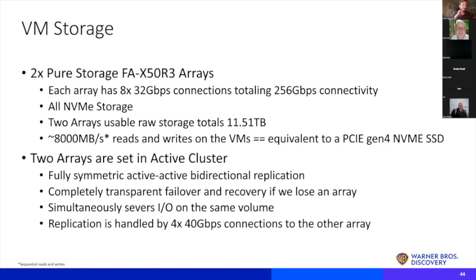On each VM, we average about 8,000 megabytes per second read and write on these. So that's about equivalent to a PCIe Gen 4 NVMe card. Now, all the arrays are set in this active-active cluster. It's bidirectional for replication, with transparent failover and simultaneous I/O, and they're replicated on the back end between the 2 arrays by 4 40 gig IP connections.